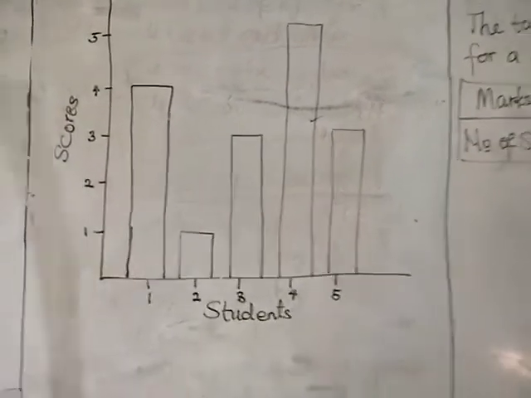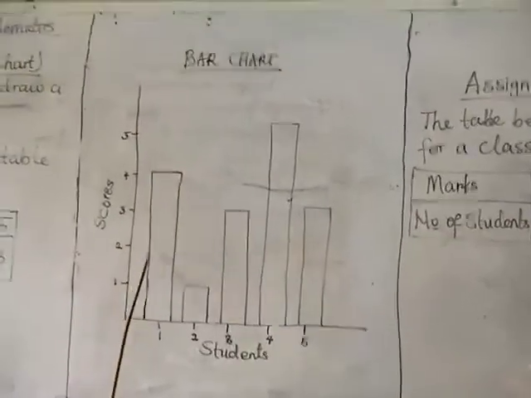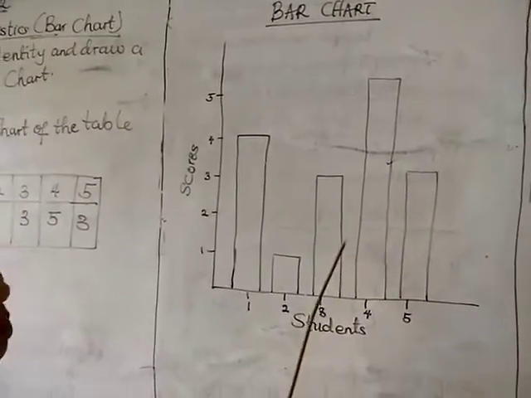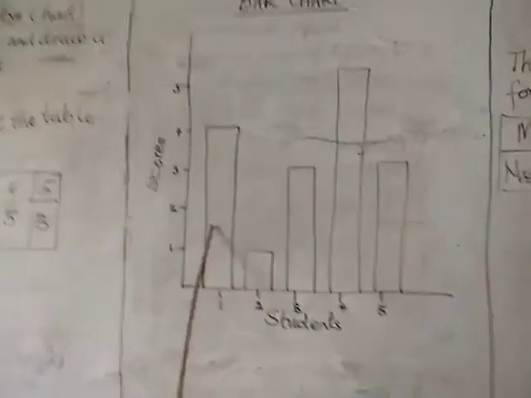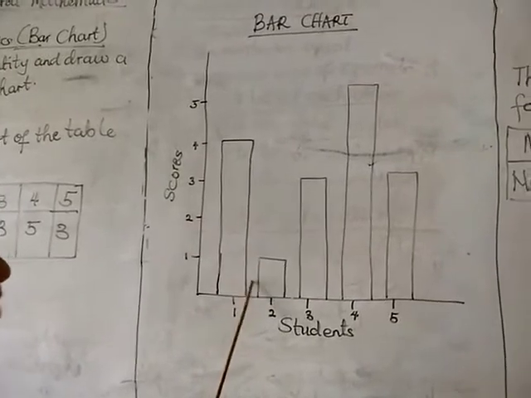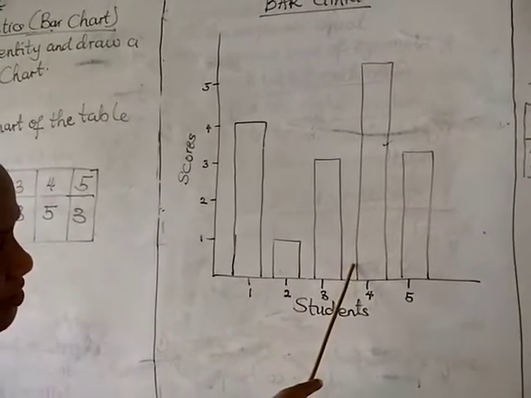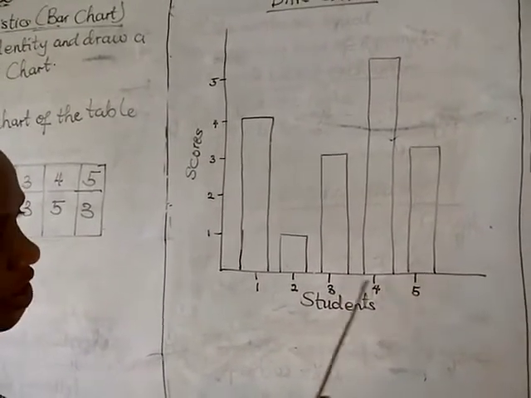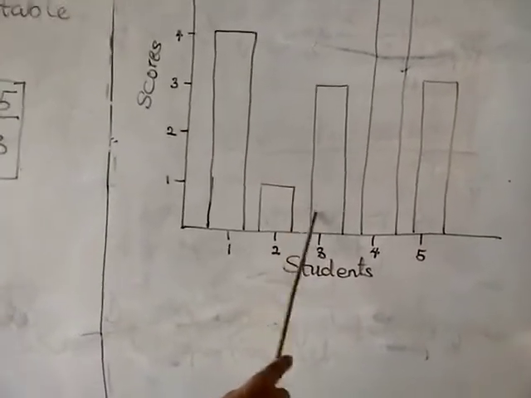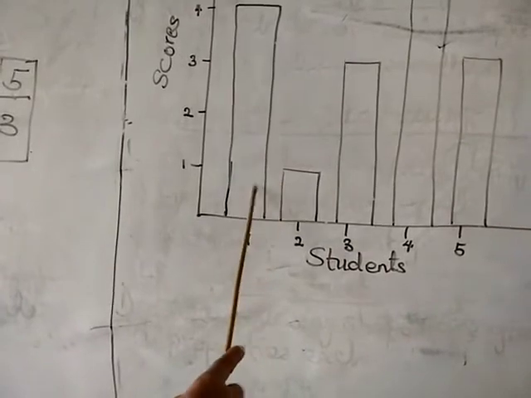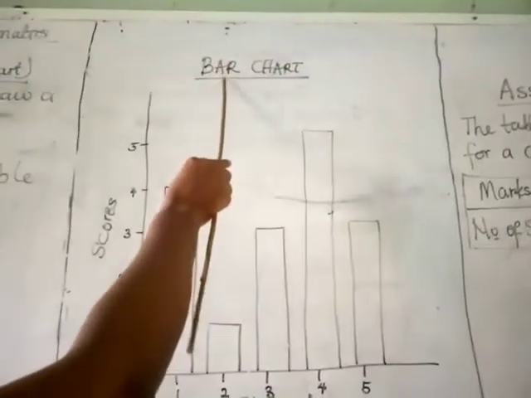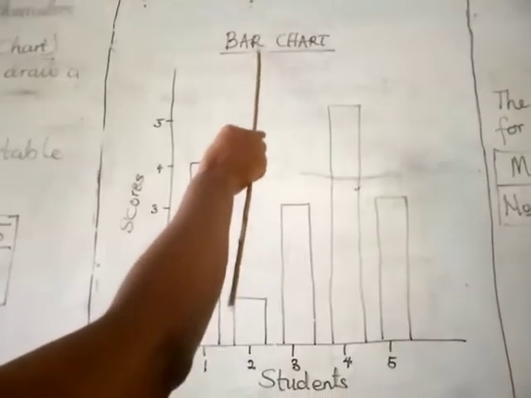I want you to note this. In a bar chart, the blocks are of the same width. One should not be bigger than the other. Now, that is for the width. The second thing is that there must be space in between. You can see that there is a space between one block and another. There must be space in between. That is for the bar chart. And it's always very important for you to write the kind of chart on top, which is bar chart.